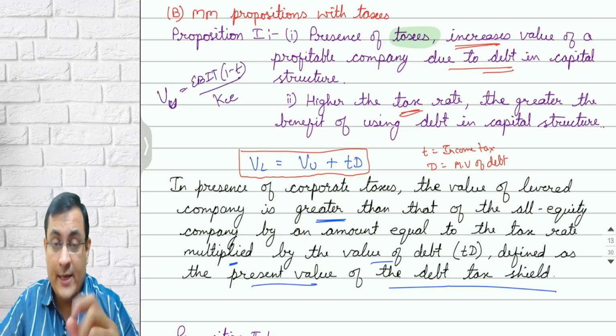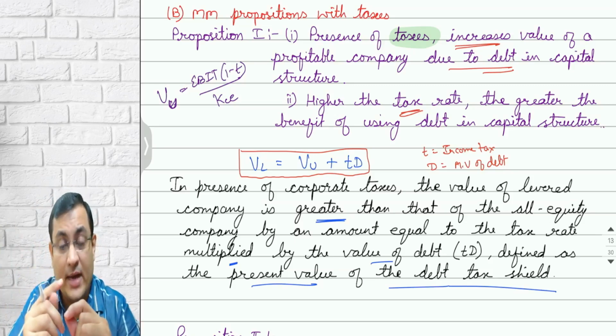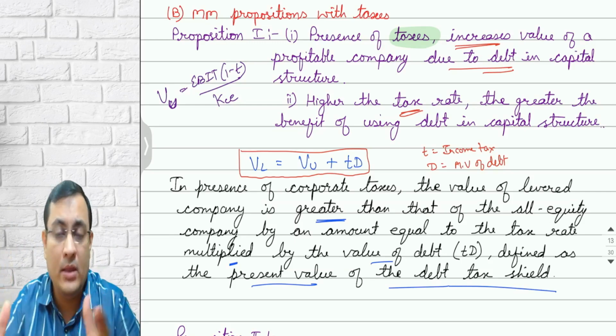So now here, since you are getting an additional tax shield, if you discount that additional tax shield also, this will add up in the value of the firm.